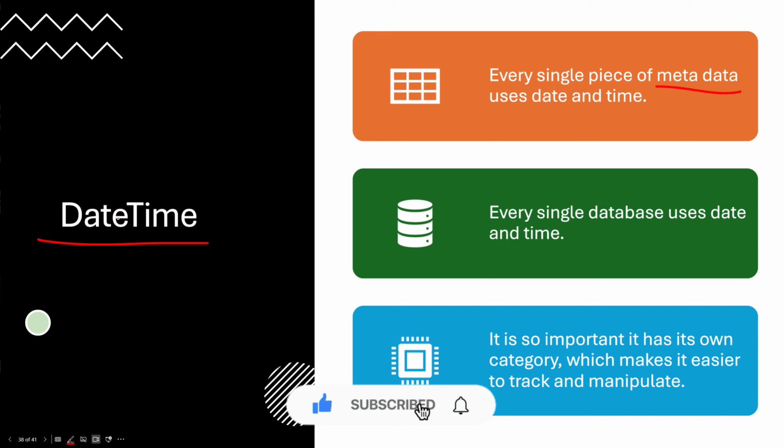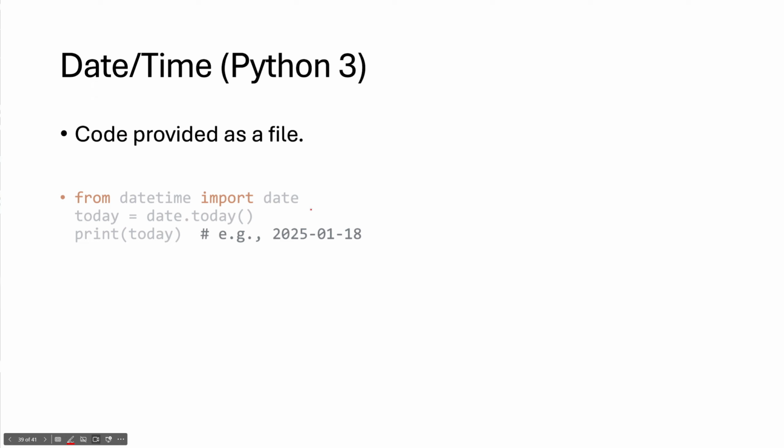That's what metadata is. But date time is one of the most fundamental things for computer science nowadays, because everything must have a date and time it was created or edited or deleted. Every single database uses date and time. It is so important that it has its own category, which makes it easier to track and manipulate. So again, in Python 3, this is how we get date and time. This is one example of how we can do it.